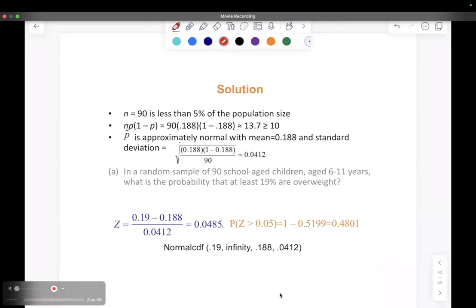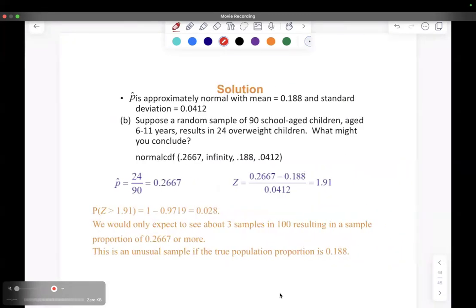Oh, here's the math. They wanted you to do it with Z scores. Don't do Z scores. Once again, 90 is less than 5% of the entire population of school-age children. NP times 1 minus P is 13.7. Therefore, we can say that we're good. We're approximately normal with that mean and that standard deviation. And then there's our math right there. It's exactly what we just did. And then they just said that it's unusual. They didn't give me a story. I like stories. But if you just tell me it's unusual, I'm good.